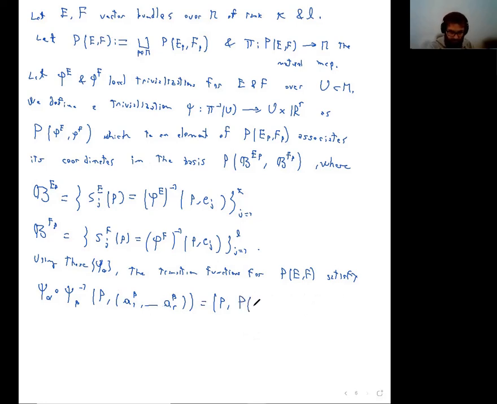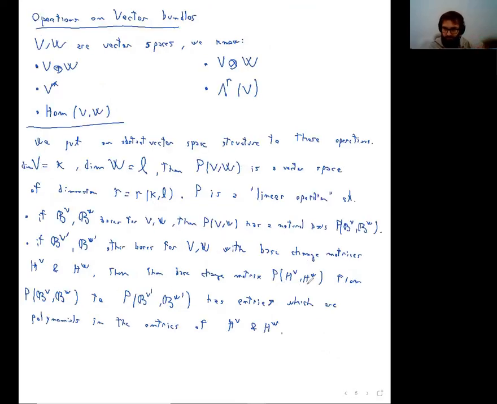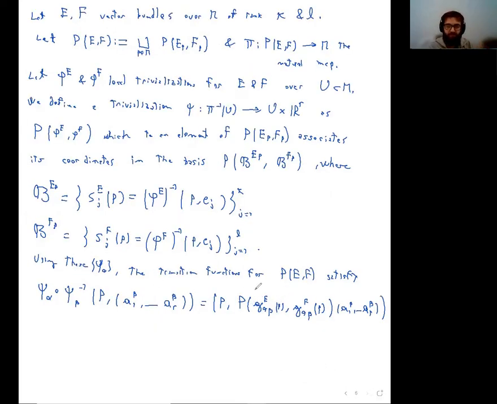And the beautiful thing is that the transition functions are precisely the ones that one might hope and expect. So g alpha beta E and g alpha beta F are the transition functions for E and F, in particular, the transition function for this standard basis. And this operation P gives us a new matrix, this one here, with entries which are polynomial, and this one is precisely the transition function for the new bundle.